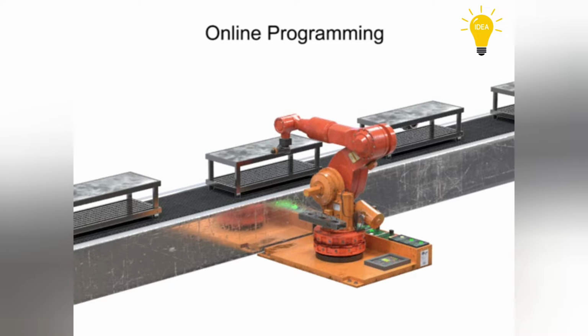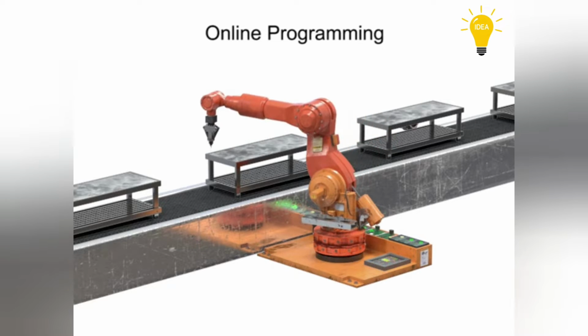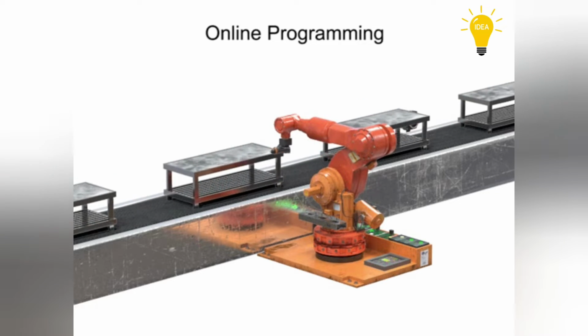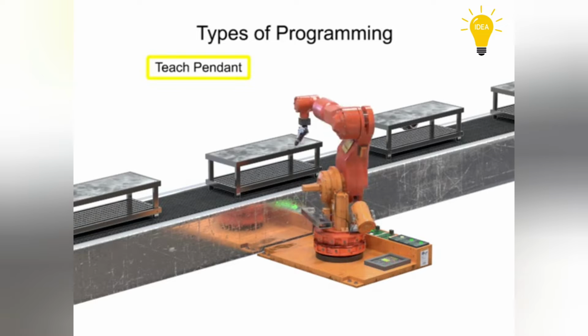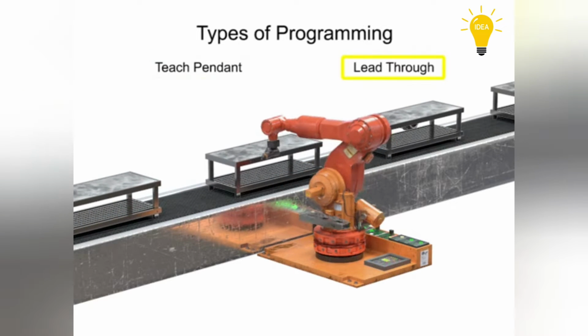Online programming occurs when the robot is online or in an operational mode. The two types of programming we will discuss here are teach pendant programming and lead through programming.